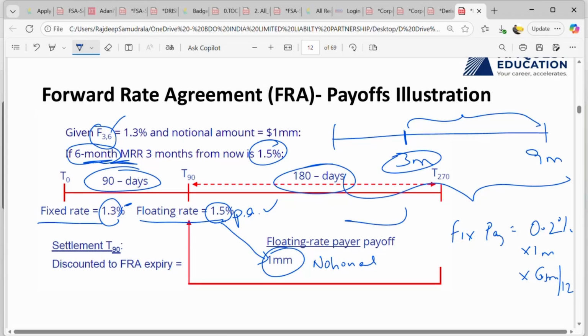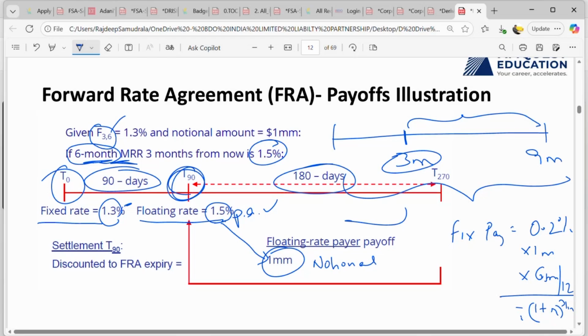Now, if this value is as of this date, then you're okay. But if they ask what the value is as of this date, then you have to discount it, divide by 1 plus R raised to 3 by 12. That's only if you do that. You can do it on a calculator also. So please understand where you are stuck and which period you are looking at.